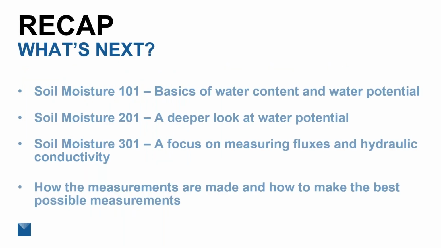So just to wrap up what we've discussed over the past 3 virtual seminars, we're wrapping up the soil moisture series. We had Soil Moisture 101, where we discussed the basics of water content and water potential. In Soil Moisture 201, we took a deeper look at water potential and what it means. And today in Soil Moisture 301, we had more of a focus on measuring fluxes and hydraulic conductivity and hopefully bringing everything together to help us better understand how we can measure the big picture. Now in some of our future virtual seminars, we hope to cover how the measurements are made and how to make the best possible measurements.